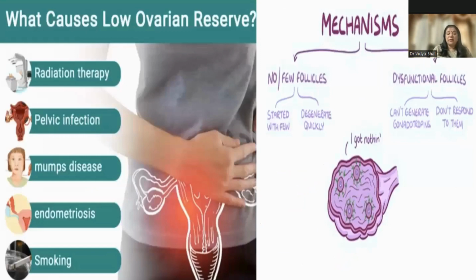Now, what are the causes for low ovarian reserve? Radiotherapy, pelvic infection, mumps disease, endometriosis, and smoking. More than mumps and radiotherapy, it is pelvic infection. Even more grave is endometriosis. In endometriosis, because of the damage caused to the ovaries, the ovarian reserve falls. So there could be either no or few follicles, or even if the follicles are present, they are not healthy because there is dysfunction of the follicles.